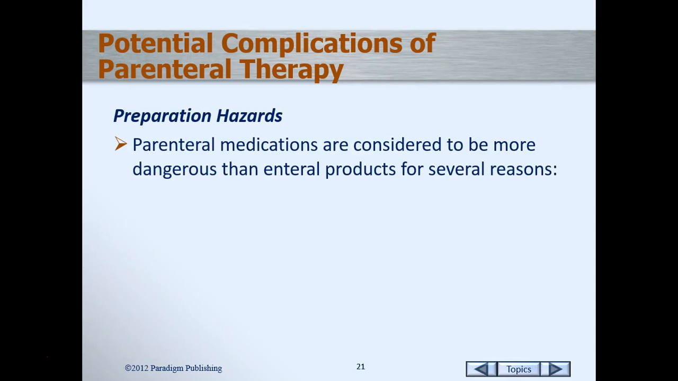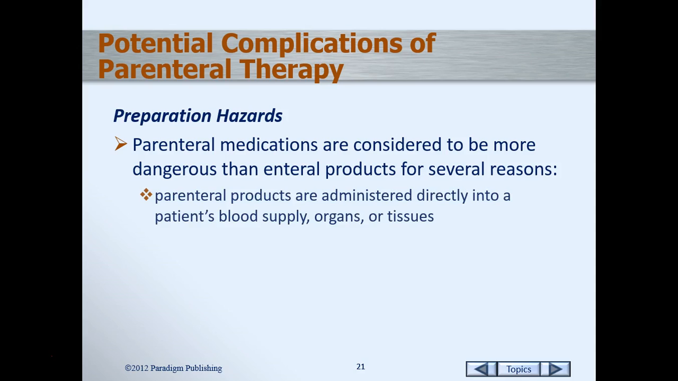Next, we're going to talk about preparation hazards. Parenteral medications are considered to be more dangerous than an enteral product for many different reasons. What do you think some of those reasons are? So, some of the reasons include that the products are administered directly into the patient's blood supply, into an organ, or into a tissue. So what that means is it's bypassing the body's defense mechanisms.